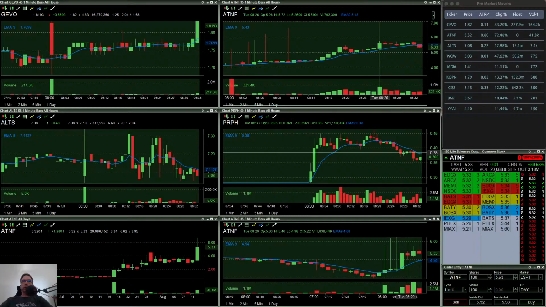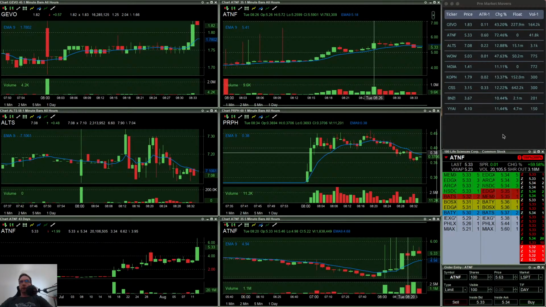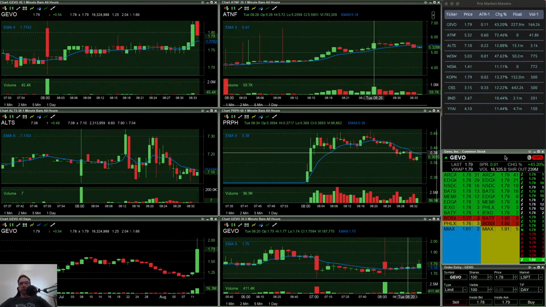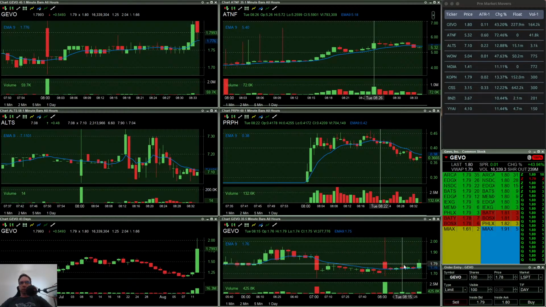GEVO kind of took off. You've got AT&F kind of coming up. GEVO kind of took off on us. It kind of broke the little consolidation area, 179 up to 183.